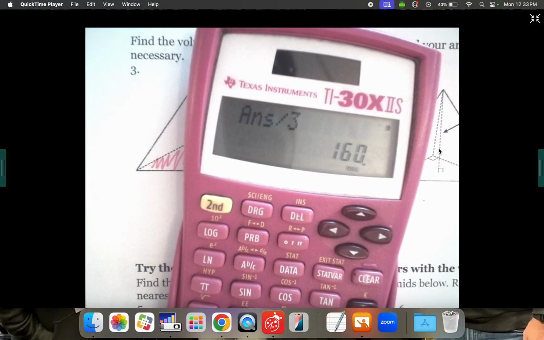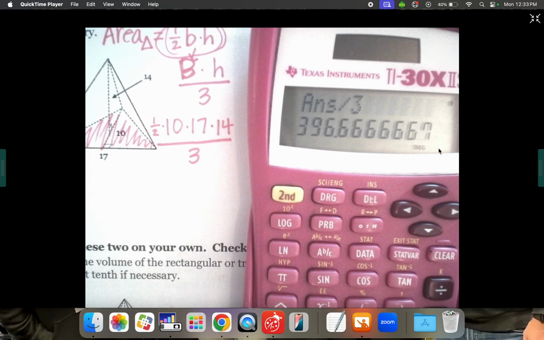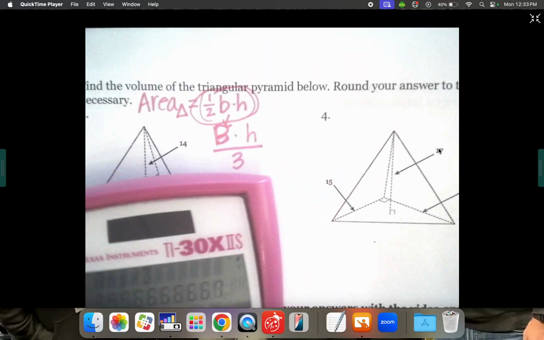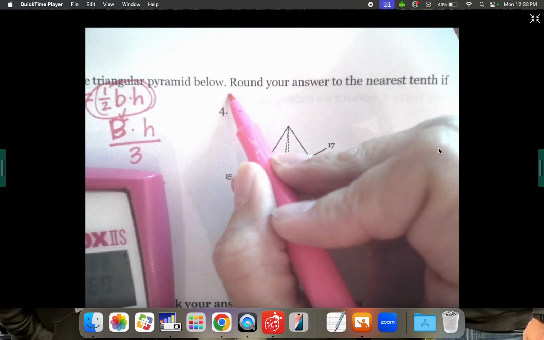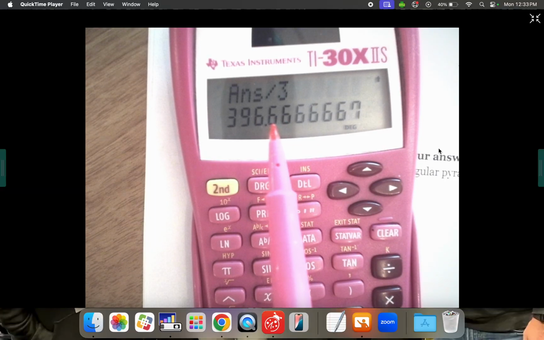Okay, so I'm going to do 0.5 as my half. So I'm going to take in my calculator 0.5 times 10 times 17 times 14 equals divided by 3 equals. Okay, this gives us a weird decimal, but that's okay because I didn't read the instructions until now. It says round your answer to the nearest tenth. So we need only one number after the decimal.